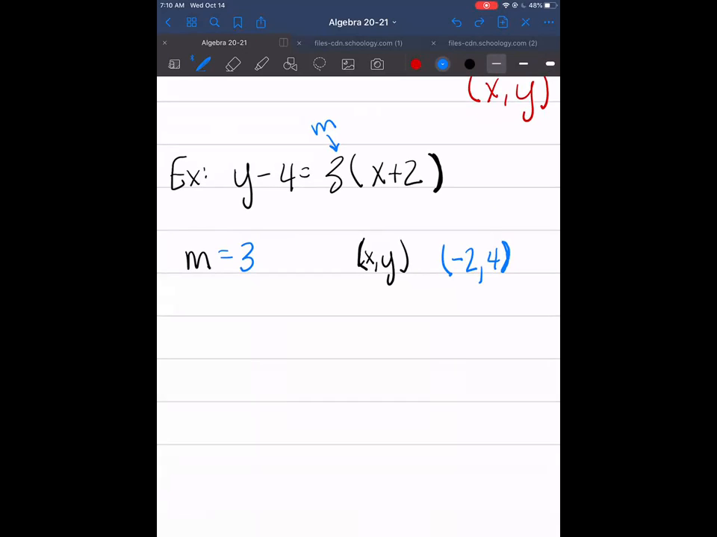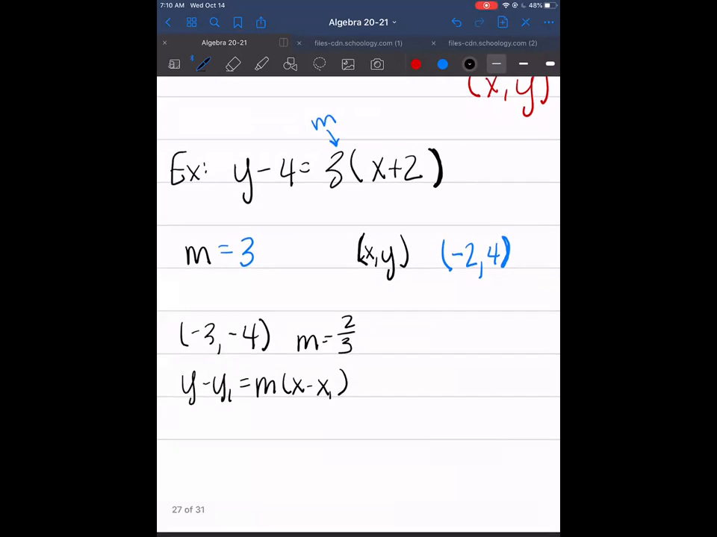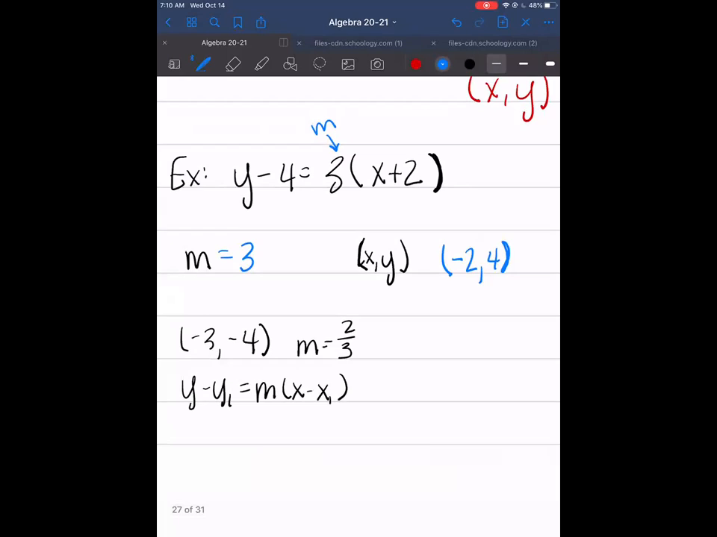But okay, let's say that I'm given the point -3, -4, and I have a slope of 2/3. And I want to write it in point slope form. So if point slope form is y minus y1 equals m times x minus x1, then I'm going to substitute those three items.